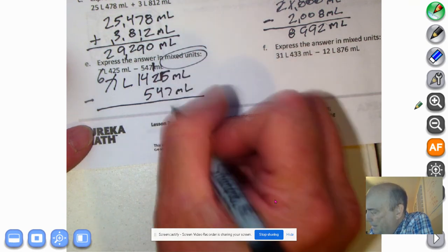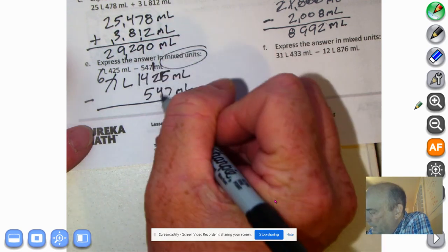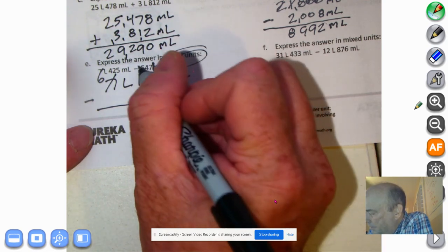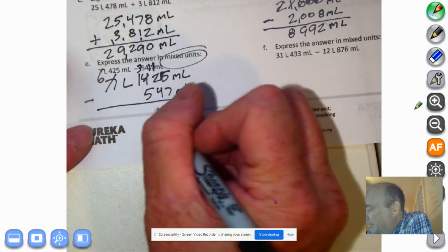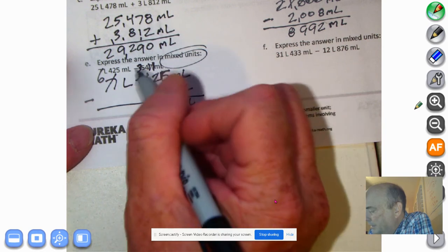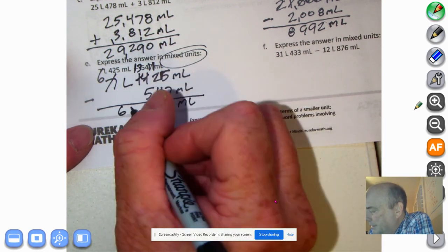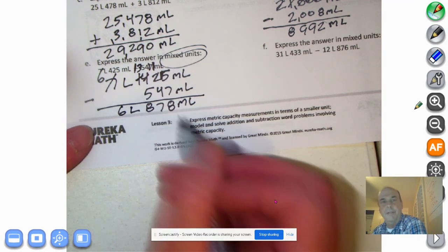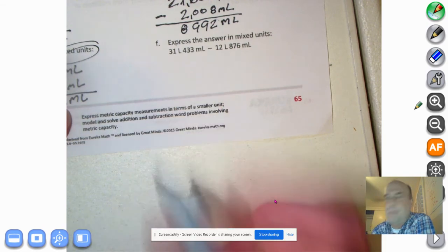Running out of room. Bring down our measurement. 15 minus 7 is 8. We cannot subtract 40 from 10, so this will become 300s, and that will become 110. 110 minus 40 would be 70. And then I have 3 here, so I'm going to take away 1,000, give it over here, 10 hundredths. 13 minus 5 is 8. And just bring down the 6. And lo and behold, 7 liters, 878 milliliters. Now that you've done it with me, you try on your own.